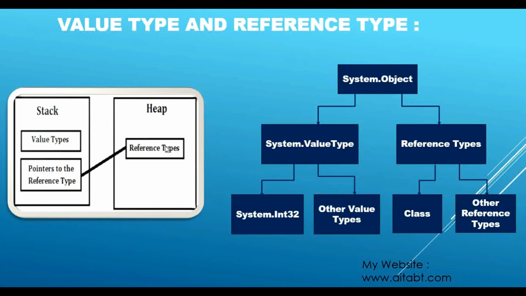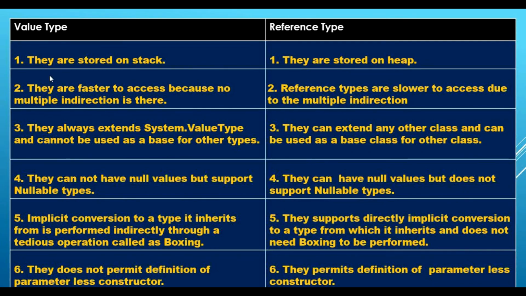Now if you want to access this reference type in our C sharp code, then we have to go through this stack variable, and this variable holds the reference of the heap, and that's how we can access this reference type. But in contrast, value types are directly stored on the stack, so there is no multiple indirection, and that's why value types are faster to access in comparison to reference types.